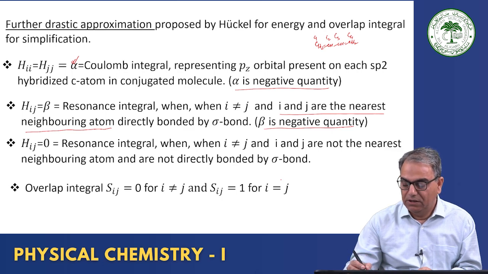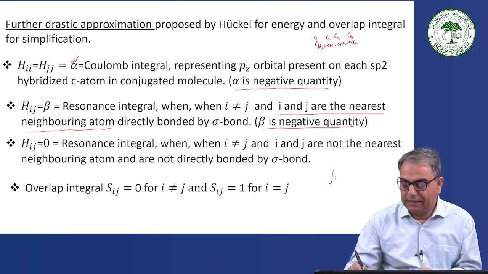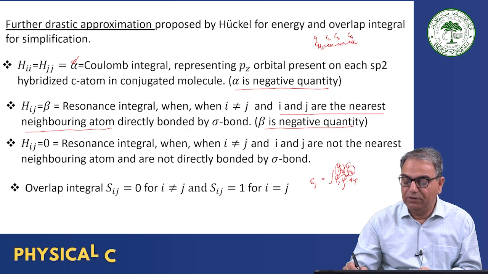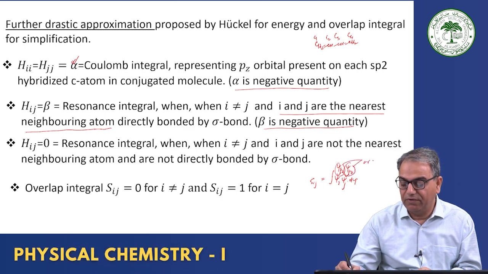The overlap integral, if I am writing Sij, is the integral of psi i psi j d tau. This will be Sij. And this psi i and psi j are actually psi pz and psi pz. And what kind of psi pz are you using? What you are using is an orthonormal set of wave functions.